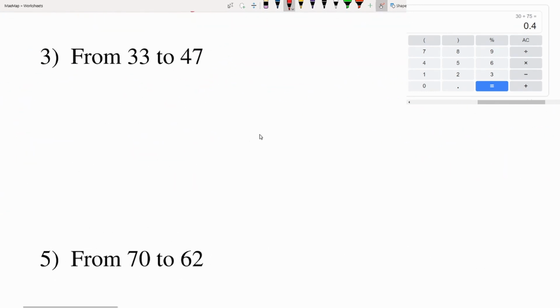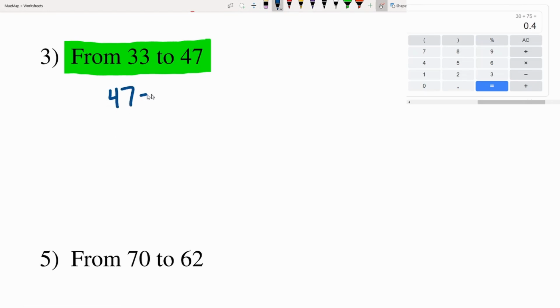In number three, we're going from 33 to 47. This one's slightly different than 1 and 2 because our starting number is smaller than that second number. So this is an increase. We're going from 33 to 47. But the same rules still apply to find that percent change. We're going to find the change and divide it by the original. And to find the change, I'm taking my larger number and subtracting my smaller number. So in this case, I'm going to take that second number and subtract my starting number. So 47 minus 33 is going to give me 14.